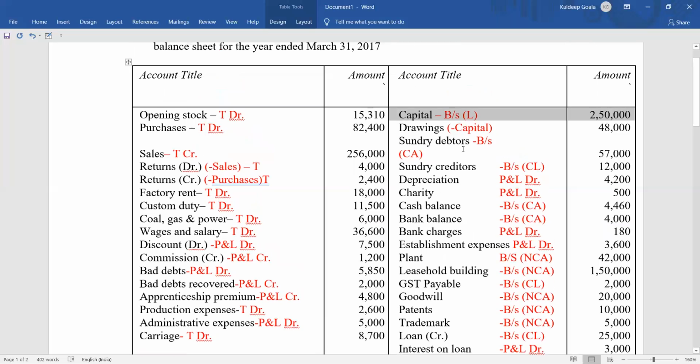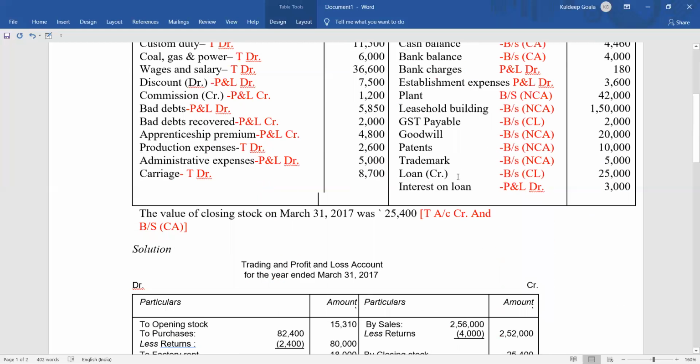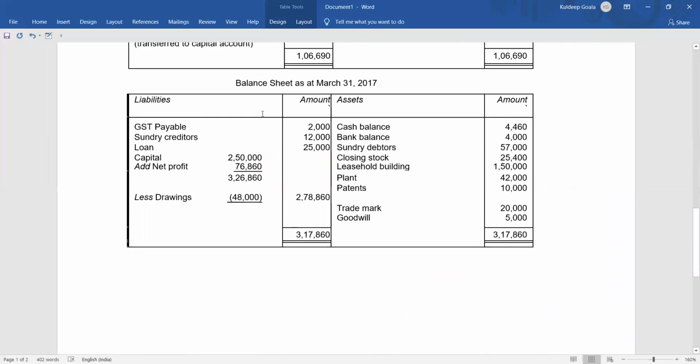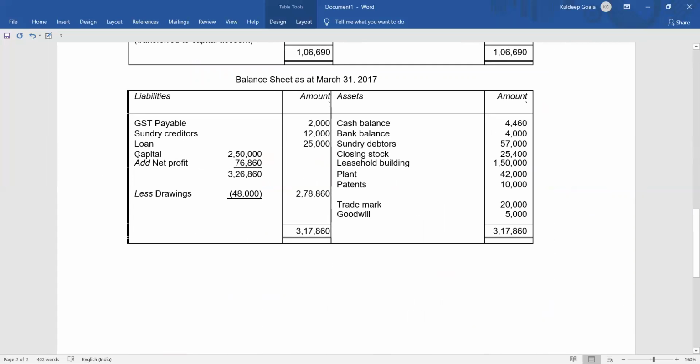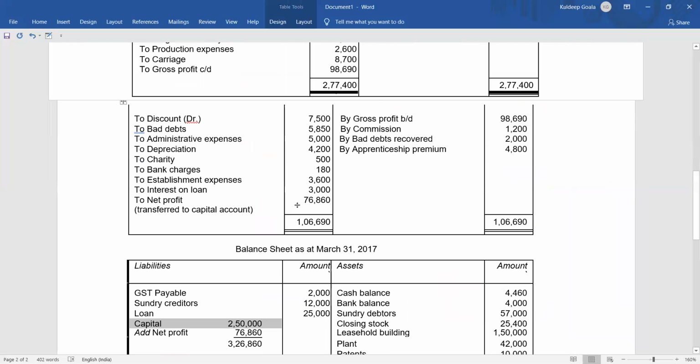2,50,000. Along with that, we have drawings of 48,000, right? So that will be coming here. It will be placed at the end of the remaining items. That is capital here, right? Capital 2,50,000. Along with that, what adjustment are we going to do?